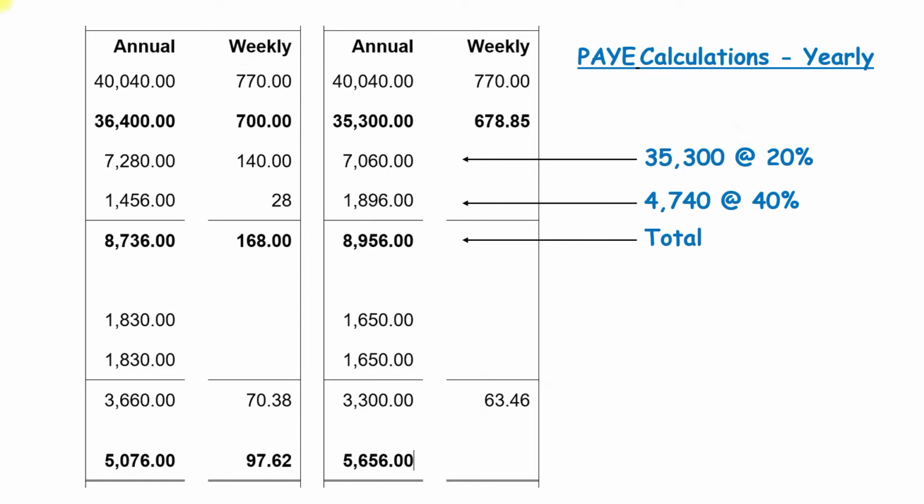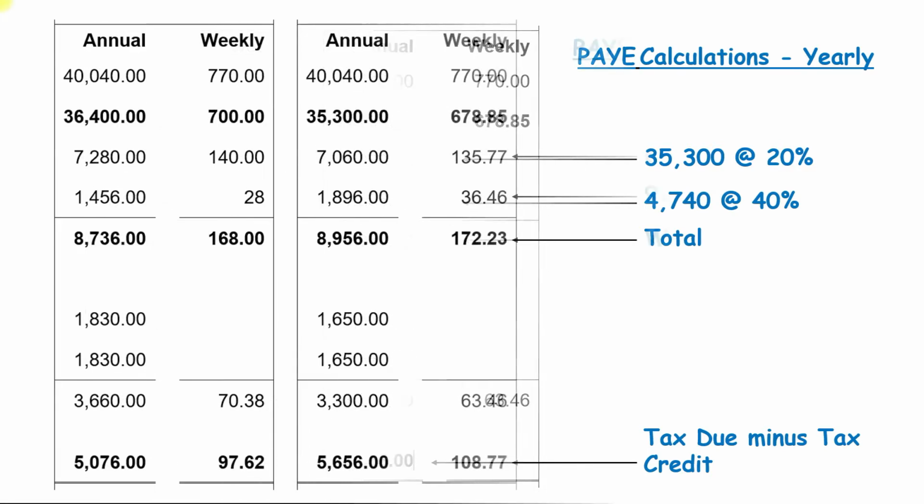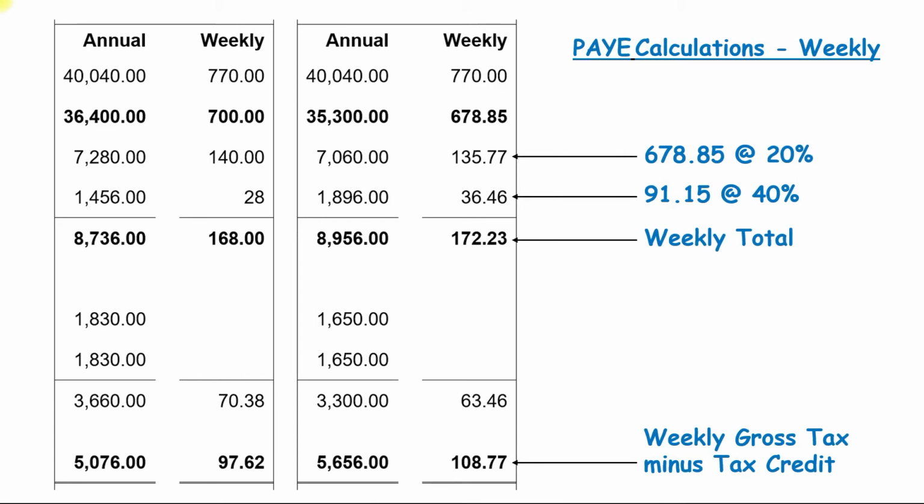With the cutoff point and tax credits in place, we can now calculate the PAYE. We get 20% of the gross up to the cutoff point and 40% of the remainder. From the total, we deduct the tax credit, giving us the net tax payable. We then do the exact same process with the weekly figures.